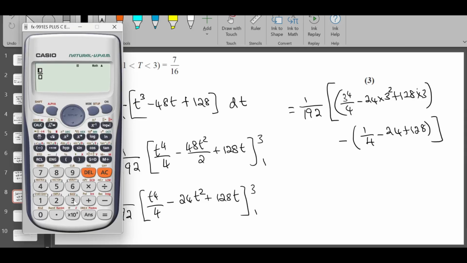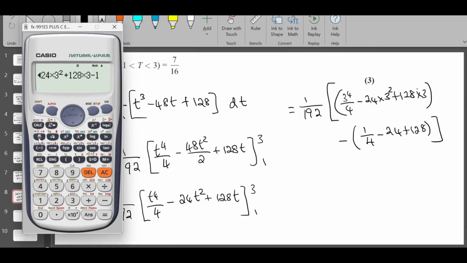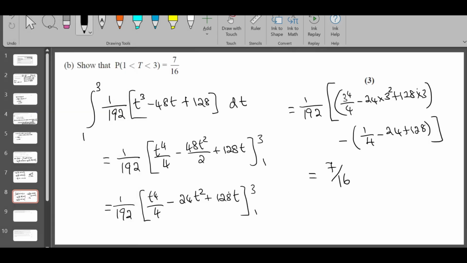3 to the power 4 over 4 minus 24 times 3 squared plus 128 times 3. Then take the minus and multiply everything by minus, so it's minus 1 over 4, then positive 24, negative 128. Get this answer and divide by 192. The result is 7 over 16. That's all, just a 3-mark question.